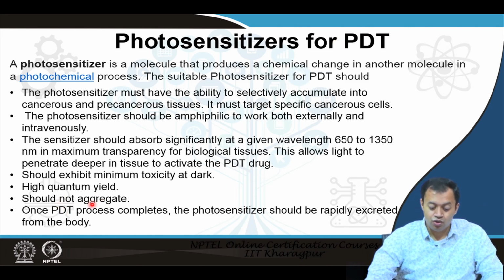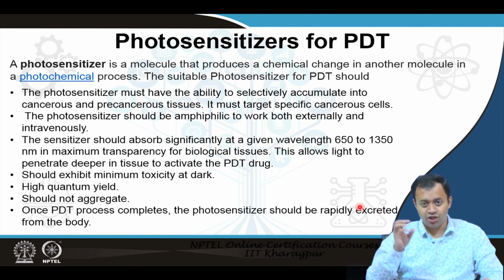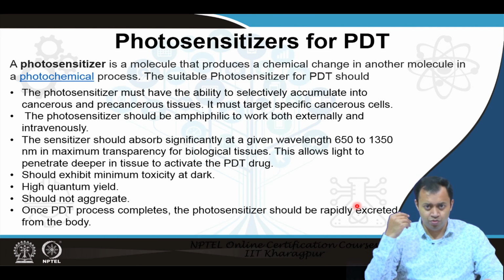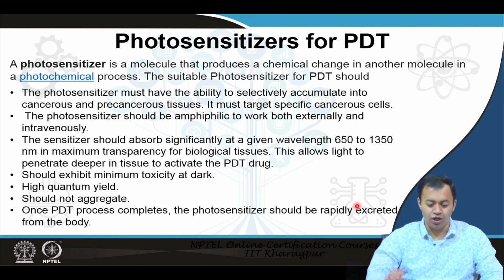It should have high quantum yield and should not aggregate, and most importantly, once the process is finished, when you have oxidized and destroyed the metastasis tissue, whatever is remaining of the drug should be rapidly excreted from the body. So, you have a drug that accumulated in the tumor and destroyed it; whatever residue is left should be excreted out, either renally or fecally. It should be simply removed from your body. That is the type of material that we are looking for.